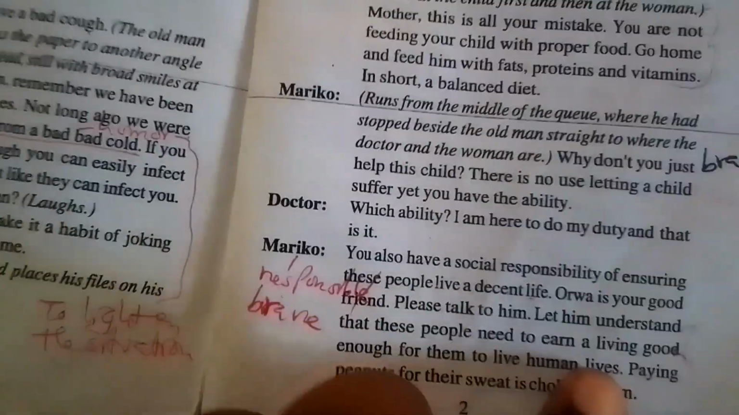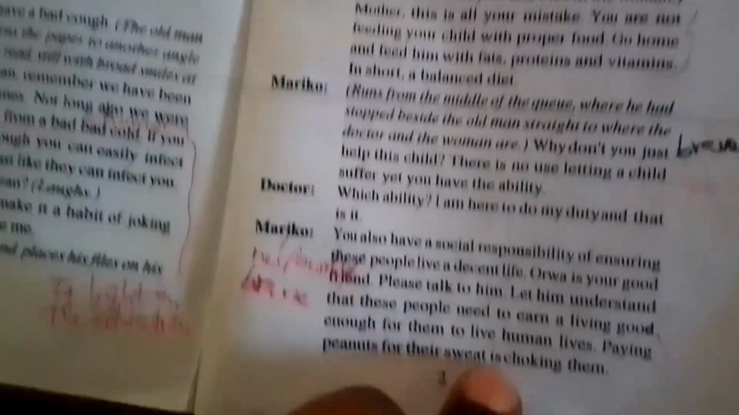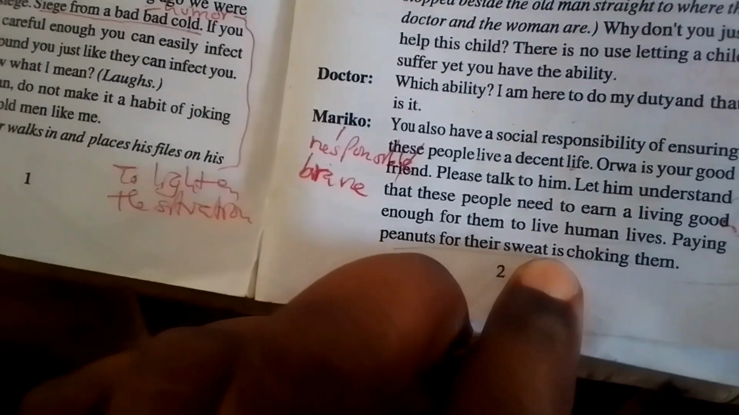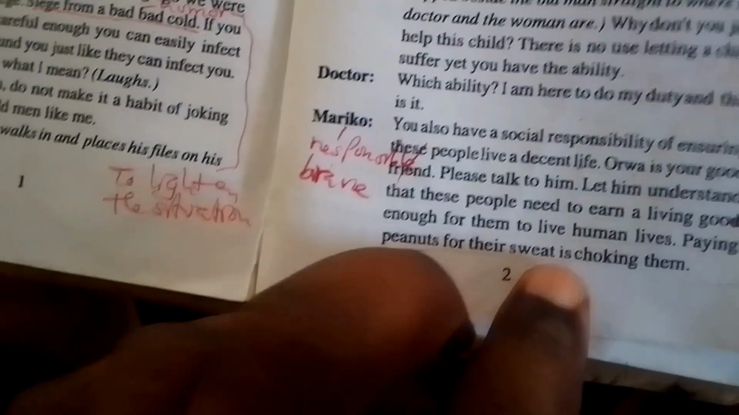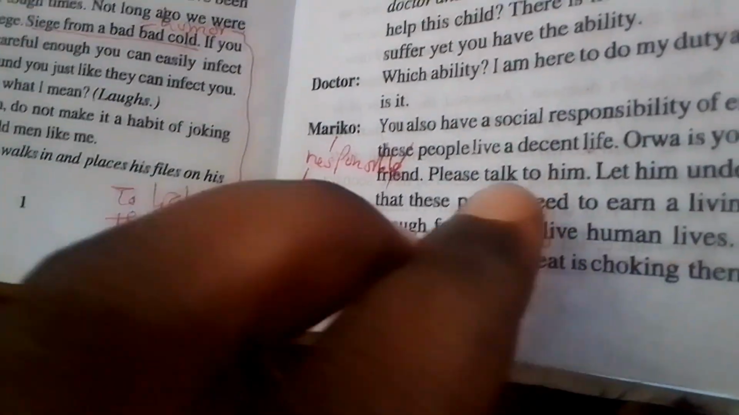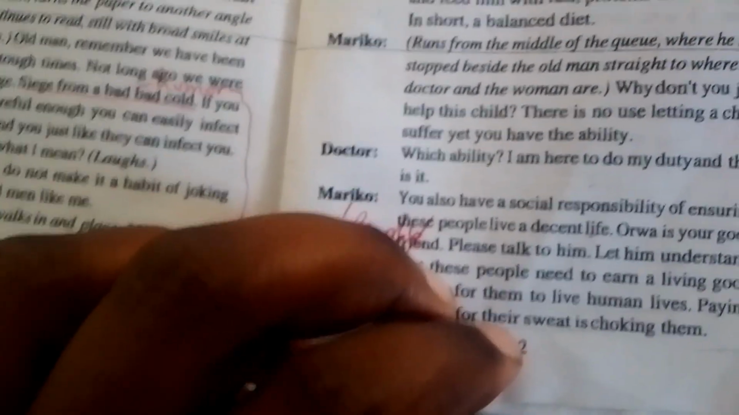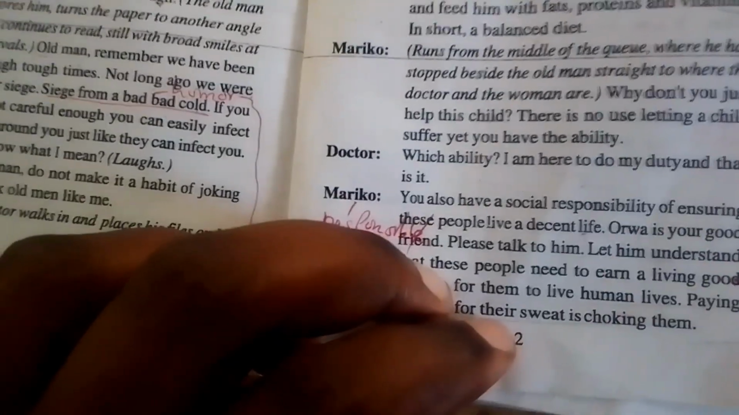There is the theme of exploitation. You have seen at the end here, where the workers are paid peanuts while they're working. Then we can see the theme of advocacy, where Mariko stands up for the weak, the baby, and even the poor workers. That's why he's considered a leader, right?